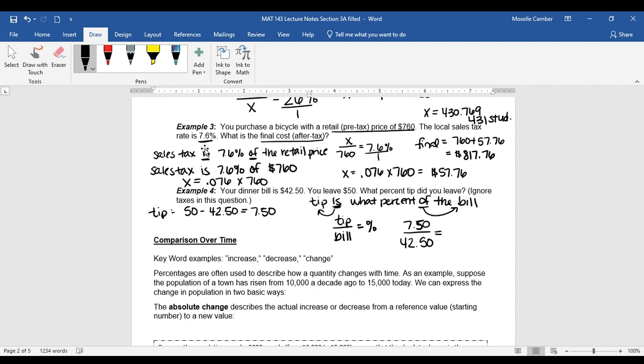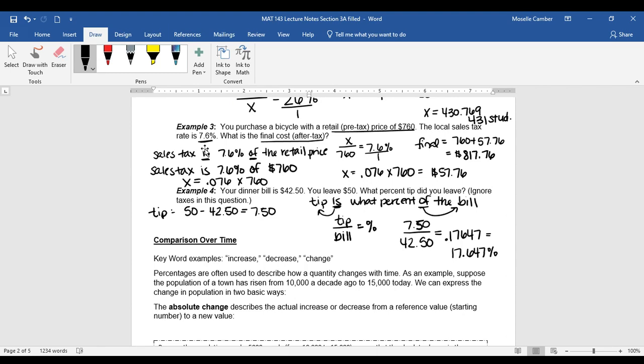So we divide that and we get 0.17647. Change that to a percent, it is 17.647%. And then, of course, you would round it to wherever MyMathLab tells you to round to. So in this case, it's a decent tip.